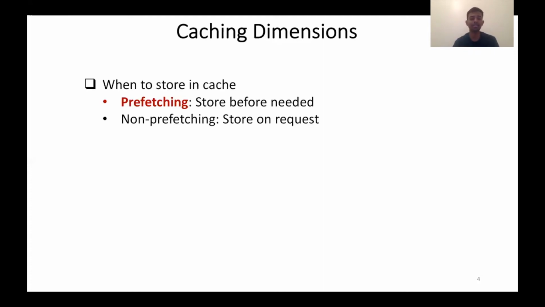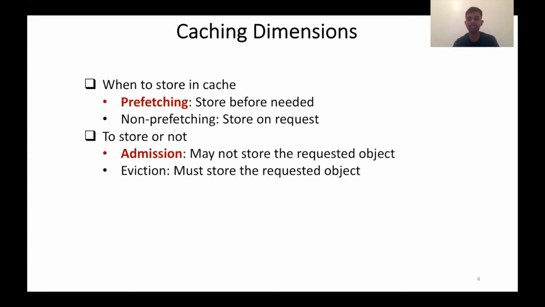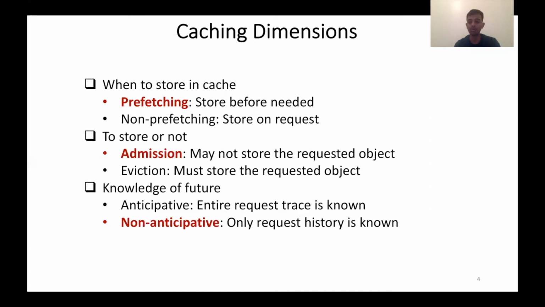So caching has many dimensions associated with it. For example, depending on when you want to store the object in the cache: if you store it before it is needed, it is known as prefetching. If you store it on request, it is known as non-prefetching. And if you must store the object when it is requested, that is known as eviction. When you may or may not store the object when it is requested, that is known as admission. Similarly, if you know the future request process and your caching decision depends on that, it is called anticipative. If not, it is non-anticipative.